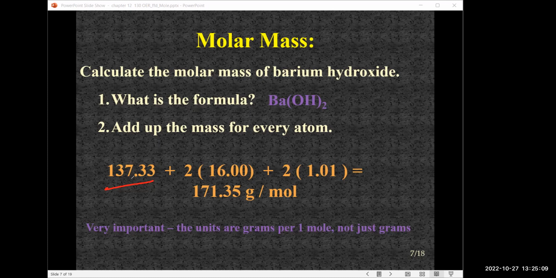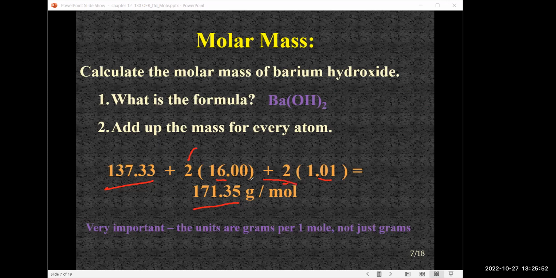So barium has its atomic mass at 137.33 grams per mole. There are two oxygens, as we stated. Each one weighs 16, okay? So that's going to be 32 grams per mole. And then there are two hydrogens. Each one has an atomic mass of 1.01, times 2 gives you 2.02. And if we tally all that up, we end up with the molar mass for barium hydroxide of 171.35 grams per mole, okay?